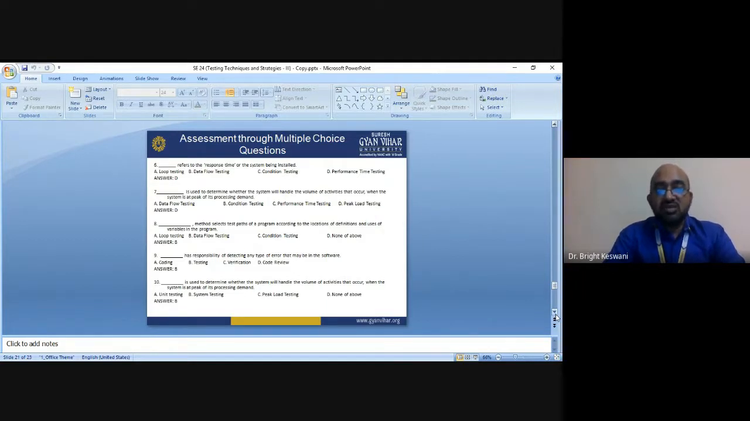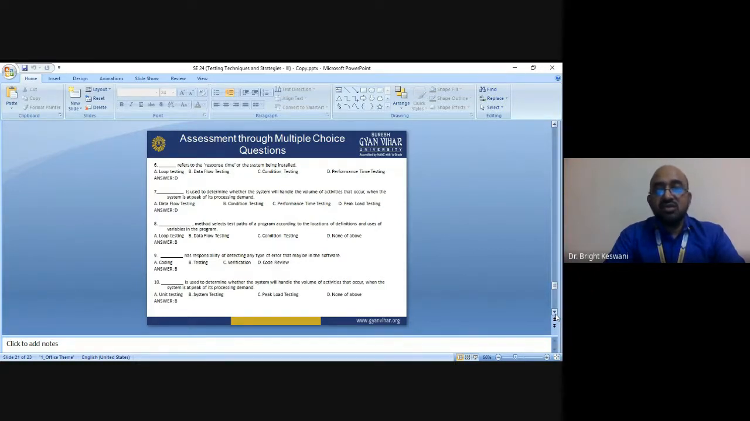The seventh question: dash is used to determine whether the system will handle the volume of activities that occur when the system is at peak of its processing demand. There are four options: data flow testing, condition testing, performance time testing, or peak load testing. The answer is peak load testing.